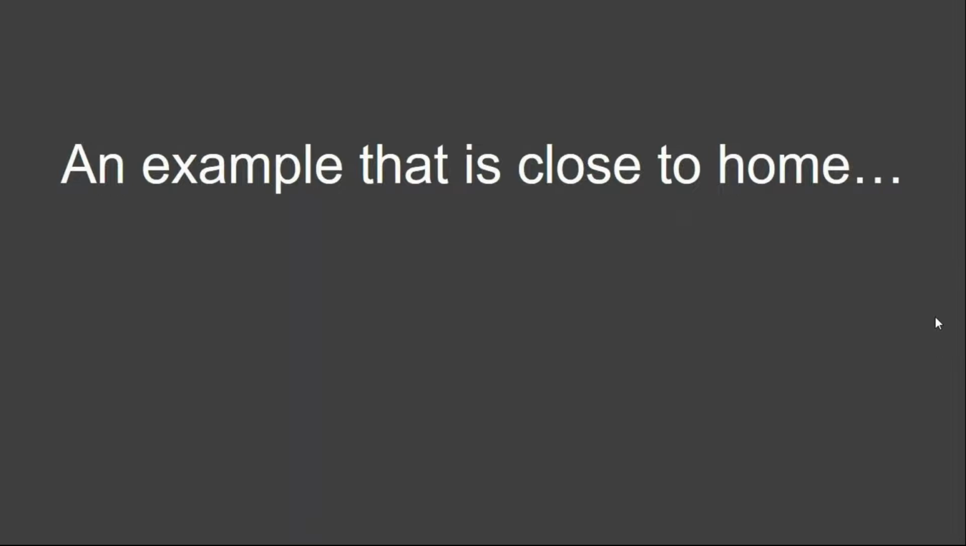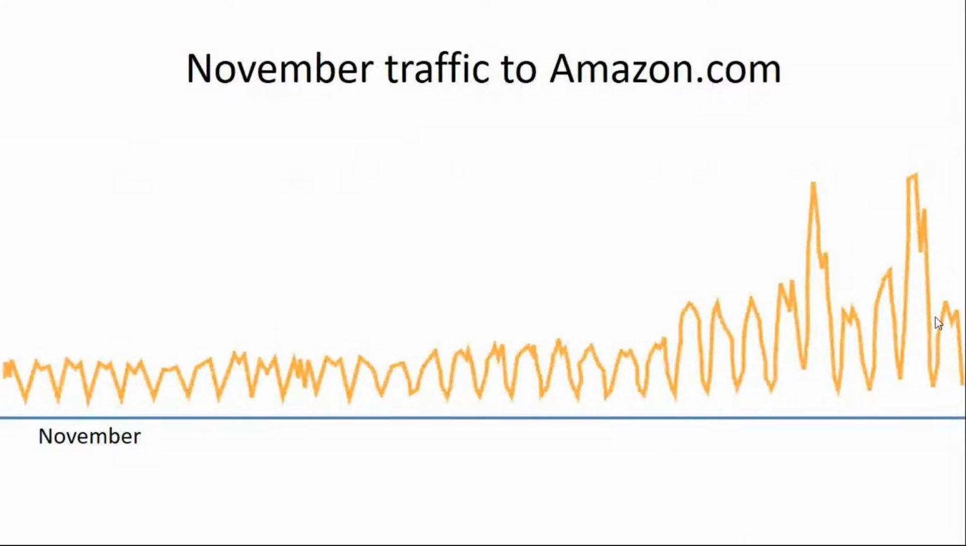An example that is close to home: the month of November, the website traffic on Amazon.com. If you see, during daytime traffic is more, nighttime traffic is less. So this is the waveform they captured during the entire November month. And at the end of the month they put on some sales, so the traffic is higher. You can see the spikes over there.